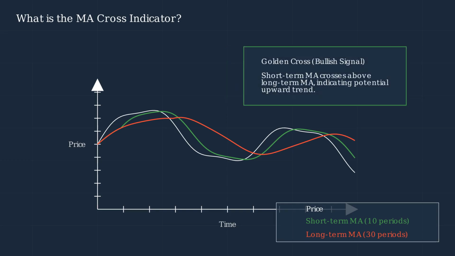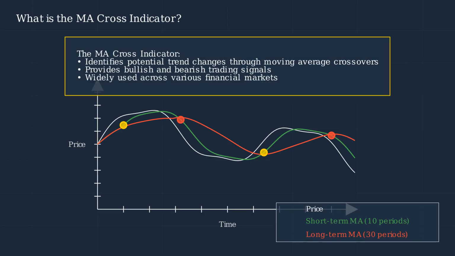When the shorter-term MA crosses above the longer-term MA, it generates a bullish signal known as a golden cross. Conversely, when the shorter-term MA crosses below the longer-term MA, it creates a bearish signal called a death cross. The moving average cross indicator is a versatile tool that identifies potential trend changes through crossovers, providing traders with bullish and bearish signals across various financial markets.